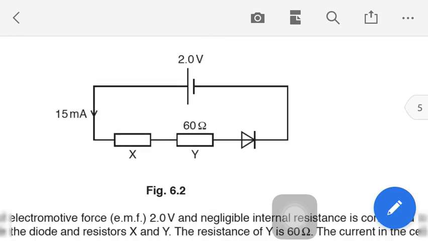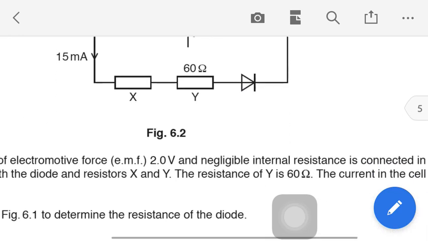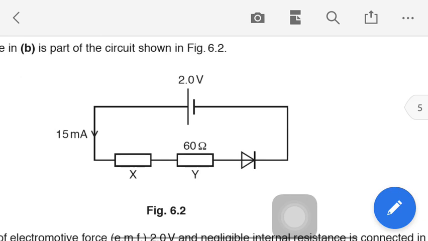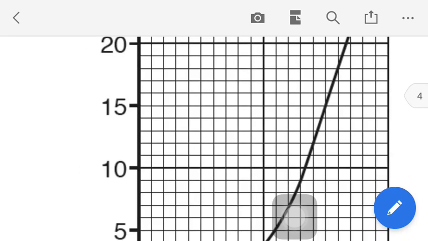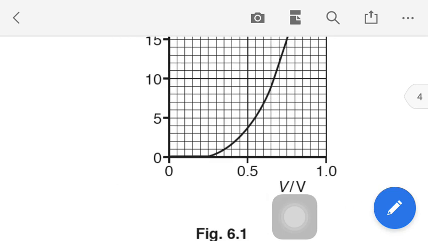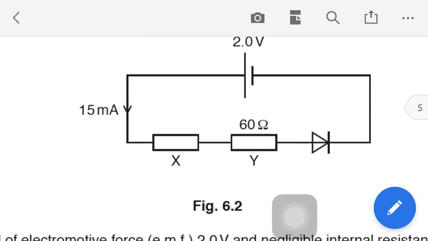Well, we just found the voltage drop across the diode when we were doing the immediate earlier question. For 15 amps we found that the voltage drop is 0.75, so we know the voltage drop across the diode. Now you have 15 milliamperes and 60 ohms, so you can use V = IR and calculate the voltage drop across Y. Then you can subtract them from 2 and find the voltage drop across X. Then you have the voltage drop across X and the current, so you can find the resistance.